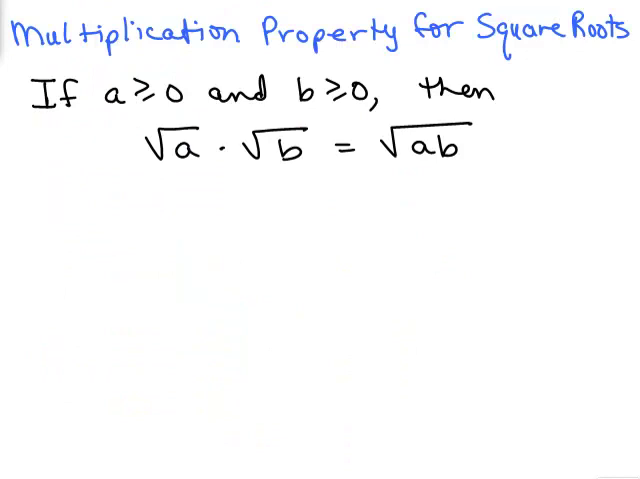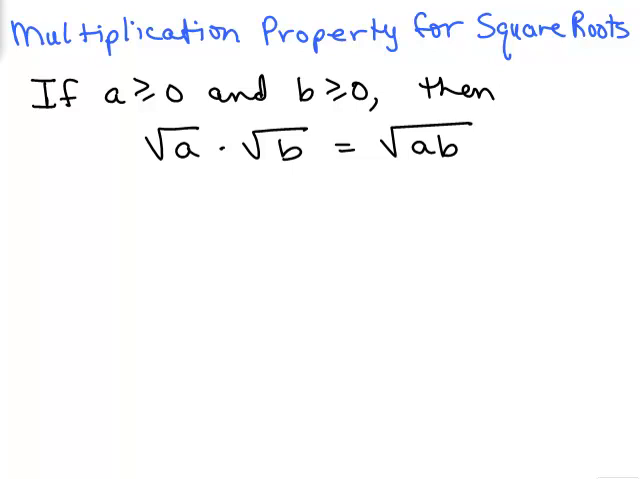This is the multiplication property for square roots. If a is greater than or equal to 0, and b is greater than or equal to 0, then the square root of a times the square root of b equals the square root of ab, which means square root of a times b. Now, it's important that a and b are not negative numbers to use this. Okay? We're not going to work with numbers that aren't real when there's a minus sign underneath the square root.